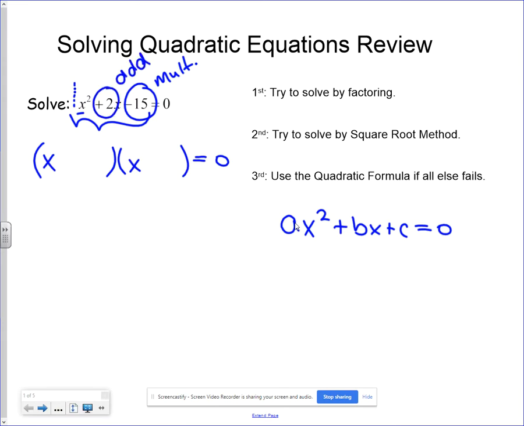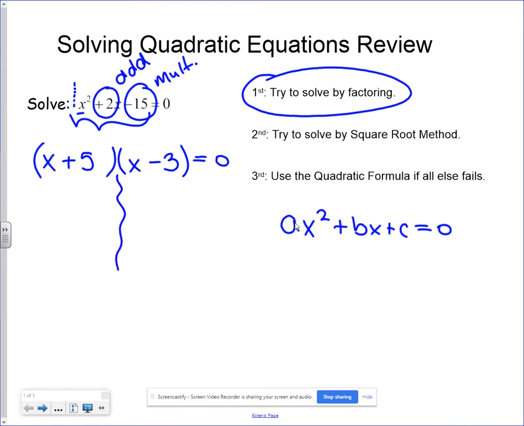Are there two numbers that multiply to be negative 15 and add to be 2? Yes. Positive 5 and negative 3. So it can be factored. So this quadratic equation, we're going to solve it by factoring. Because we can factor, what are the roots? What are the solutions? What are the zeros? Remember, roots, solutions, zeros, they all mean the same thing.